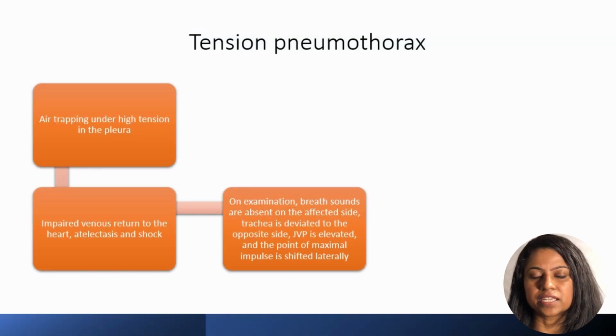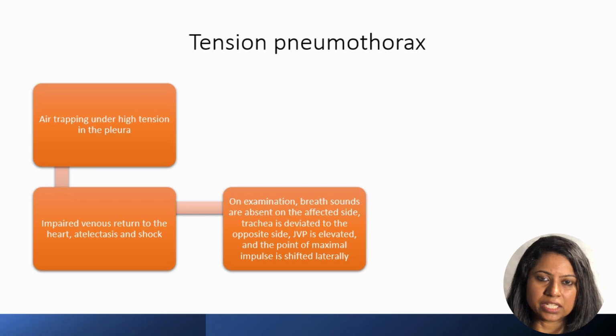Tension pneumothorax is a life-threatening disorder which is caused by penetrating trauma to the chest or the lung. The resultant defect acts as a one-way flap valve that allows the air to get into the pleura but doesn't allow it to escape. As a result, air collects in the pleura under high tension. The positive intrapleural pressure interferes with venous return to the heart that leads to cardiorespiratory collapse and shock.